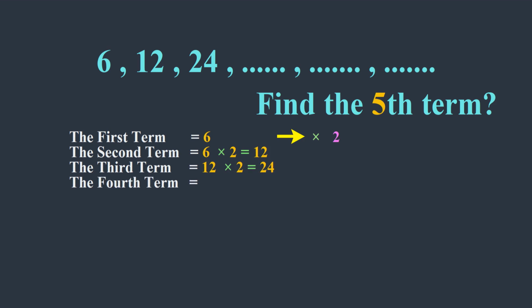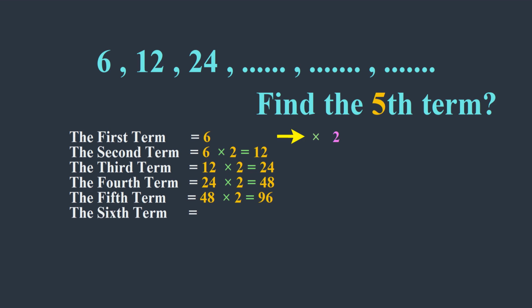And the fourth term is 24 times 2, which equals 48. And the fifth term equals 48 times 2, which equals 96. And the sixth term is 96 times 2, which equals 192. And the seventh term is 192 times 2, which equals 384. And for our problem, we want to get the fifth term, which equals 96.